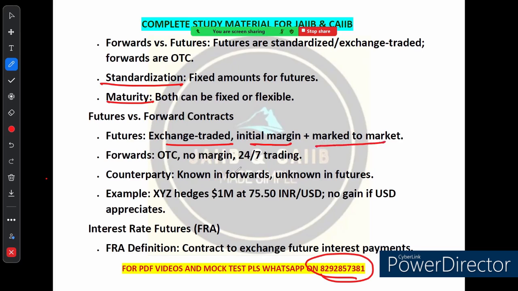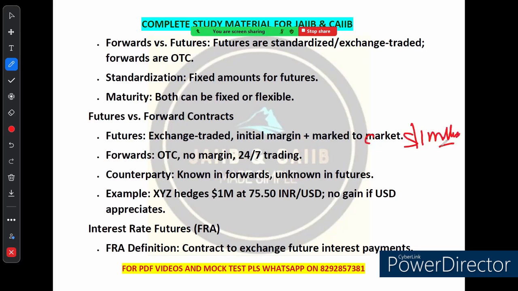Forward contracts are private deals, as we all know, and they are OTC, meaning over the counter, with no margin required, and you can trade them 24/7. In a forward, you know the counterparty, but in a future you don't know the counterparty. For example, a company locks in $1 million at 75.50 INR per USD in a forward contract. So they won't gain if the dollar appreciates, right?